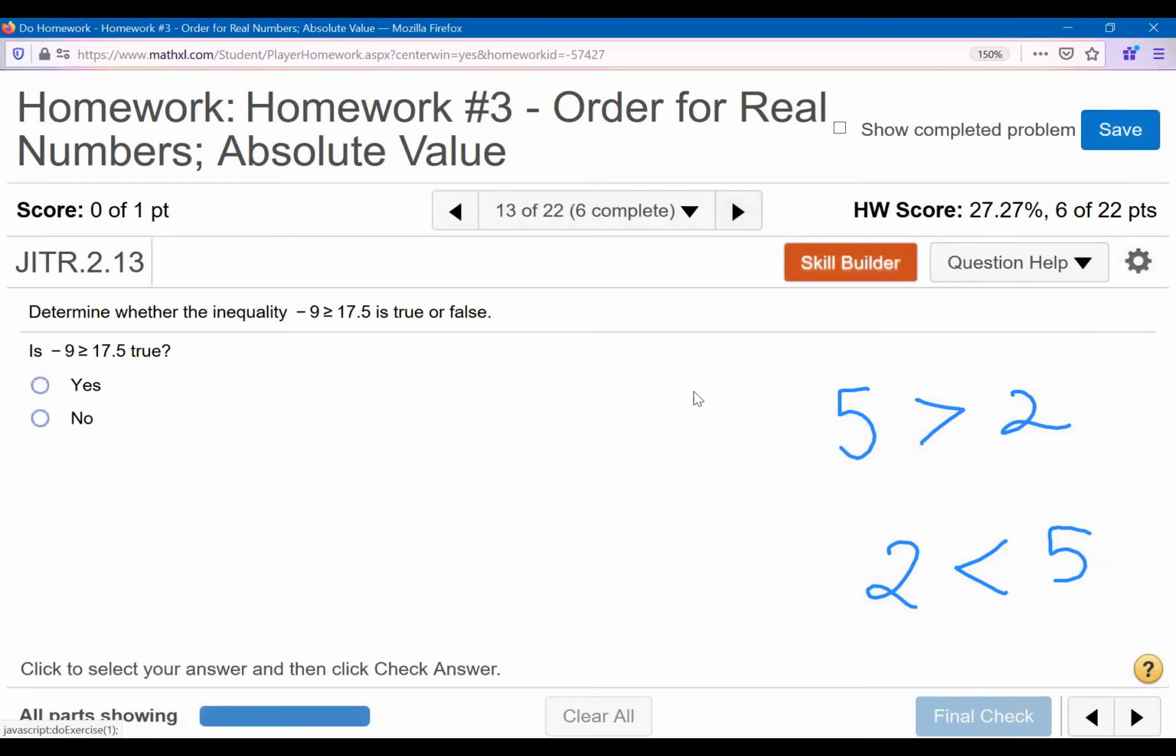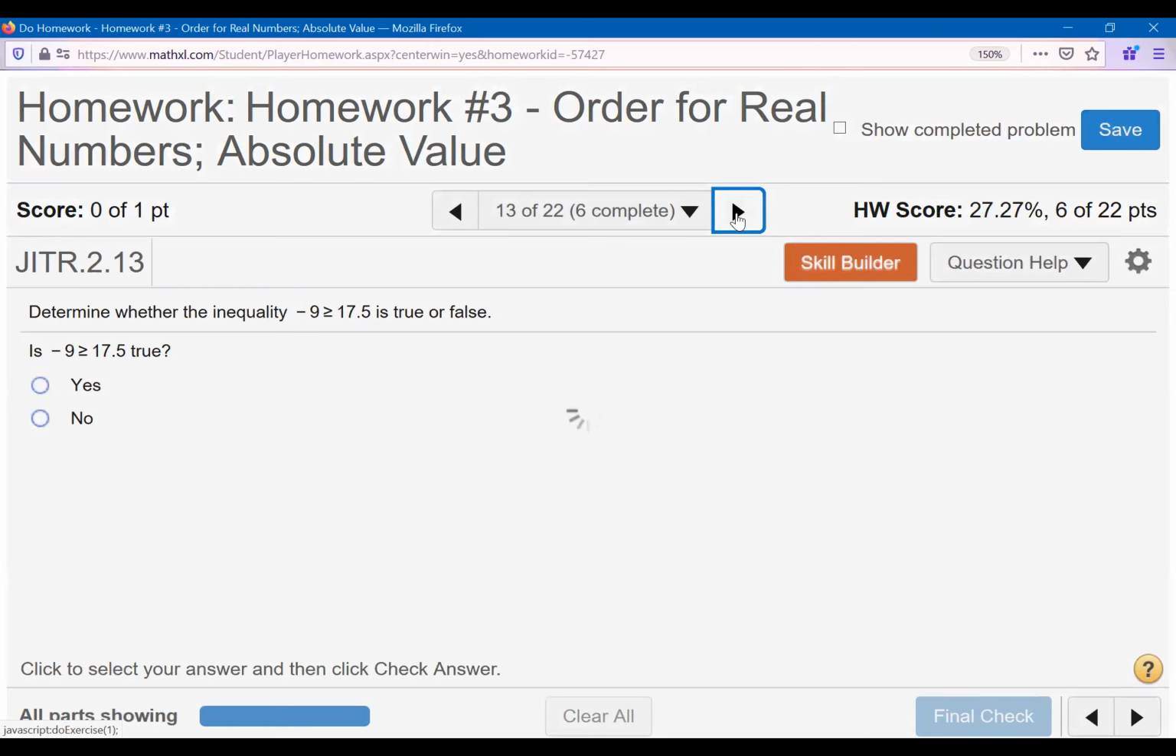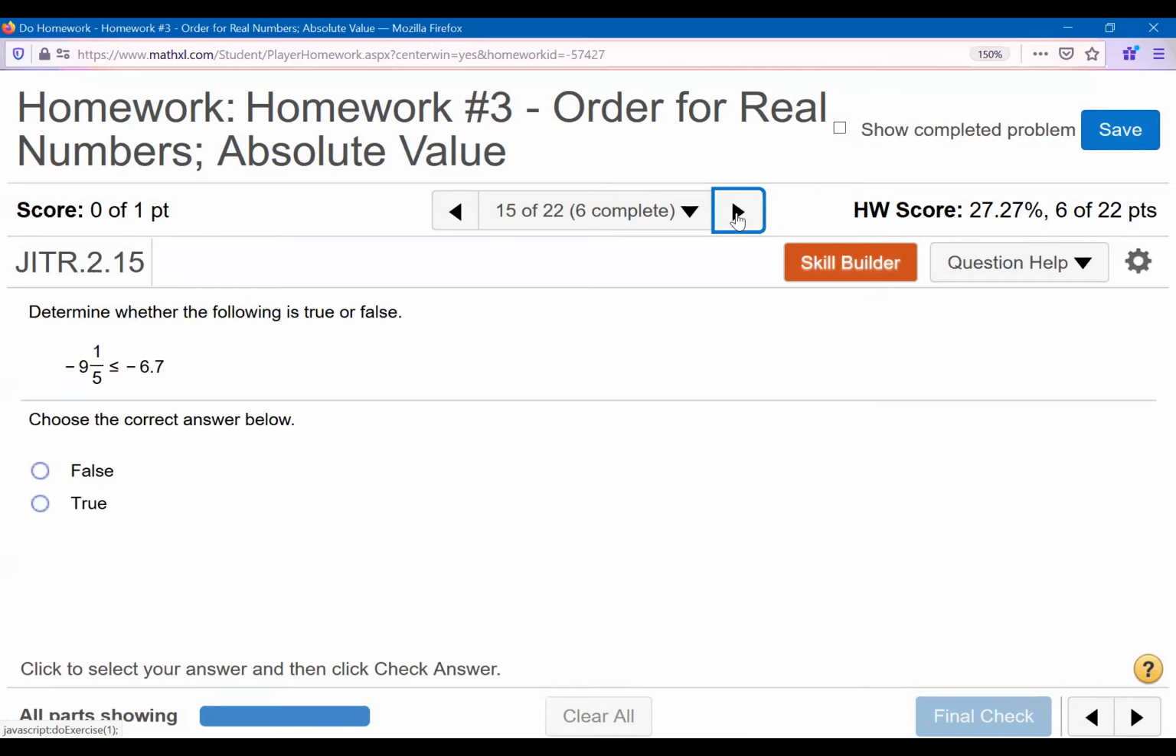Okay, then we get to some true false questions. We talked about those in the notes. They're all yes or no, or true or false. Okay, here's another fraction and decimal question.